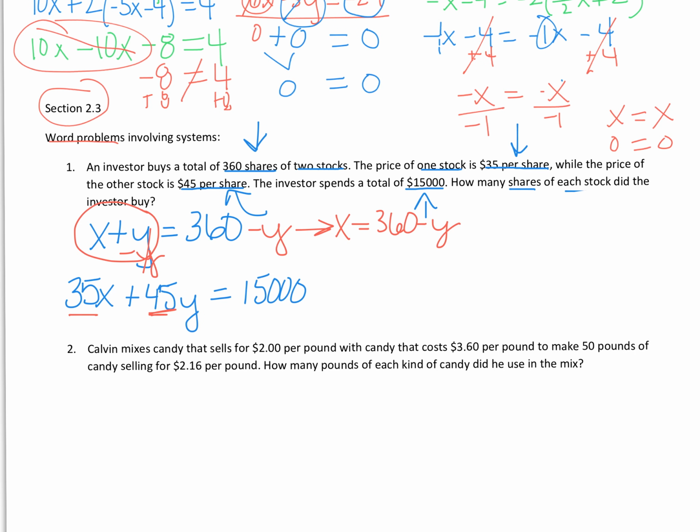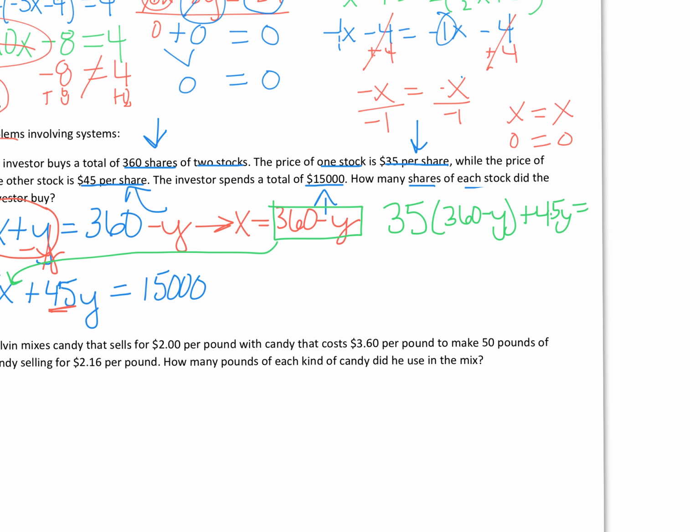So now that I know x equals 360 minus y, I'm going to plug that in for x here. So let me rewrite that equation. 35, and instead of writing x, 35 is multiplied by x, which is 360 minus y, plus 45y equals, oh no, I ran out of room. Let me scoot it over. Get right off the page. 15,000.